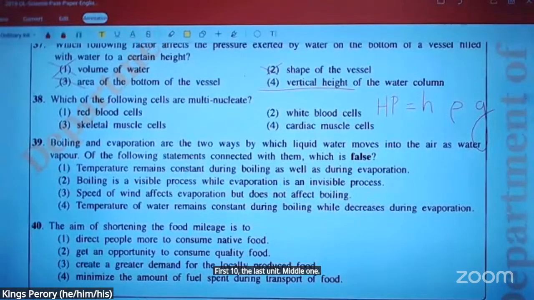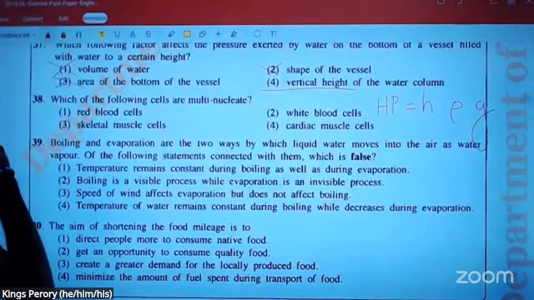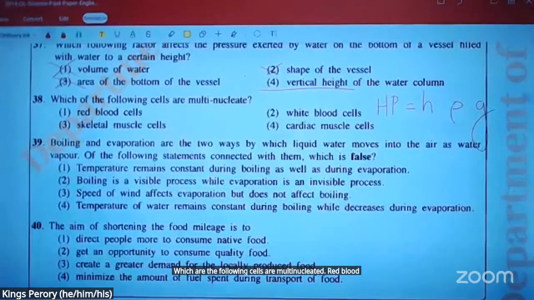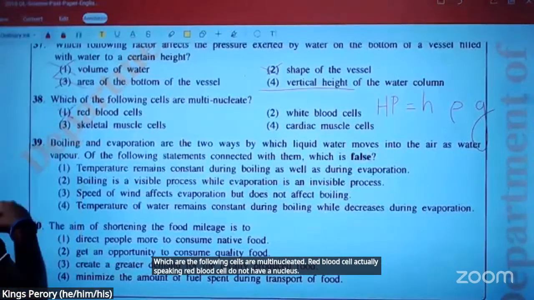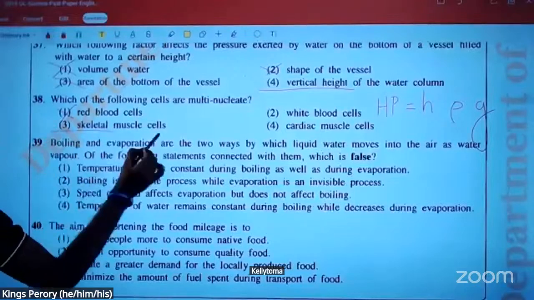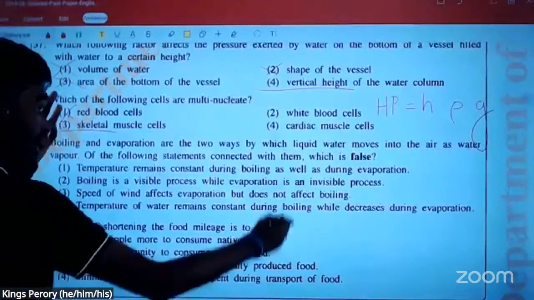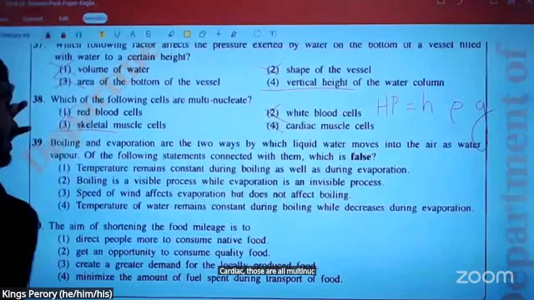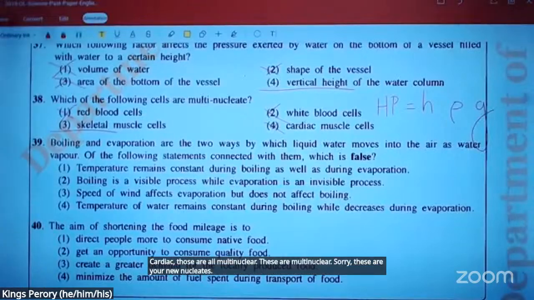Which of the following cells are multinucleated? Red blood cell. Actually speaking, red blood cells do not have a nucleus. Skeletal muscle tissue, yes. Cardiac, smooth, these are all uninucleated. So the answer is answer 3.